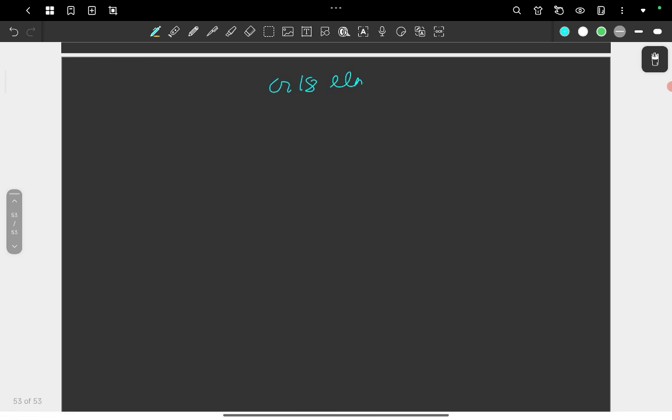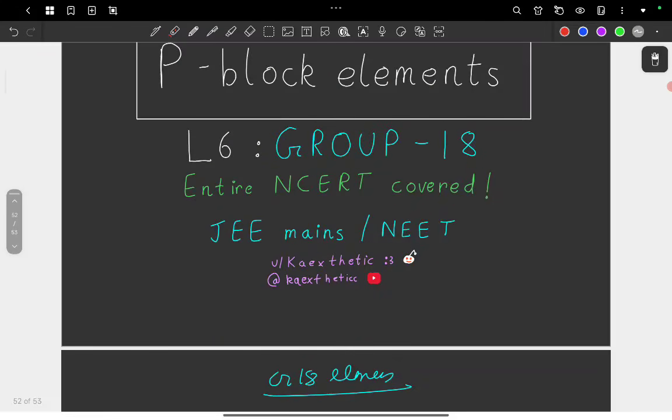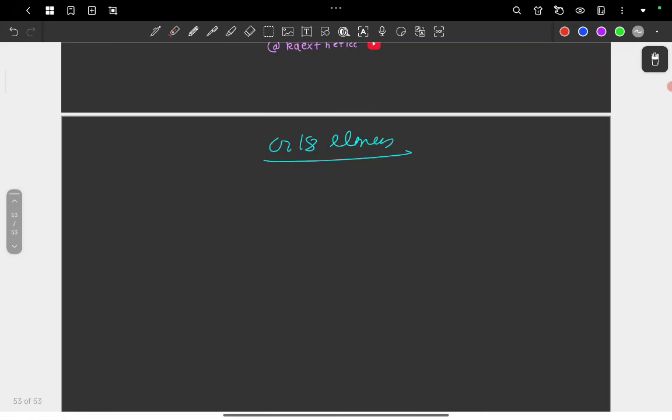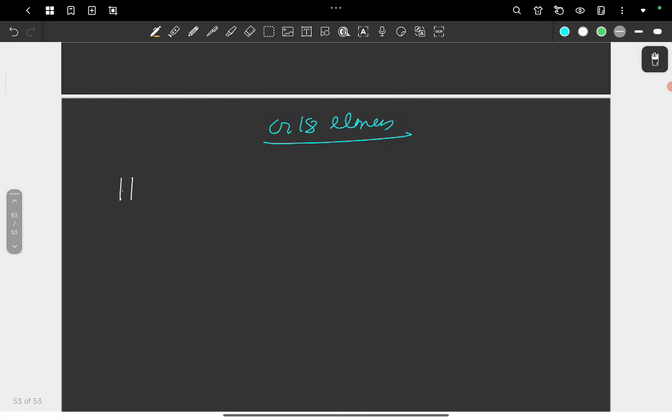So what are the group 18 elements? Now keep in mind that we are studying P block, sure, but in the group 18 elements, we also consider helium a group 18 element despite it not having a p subshell.